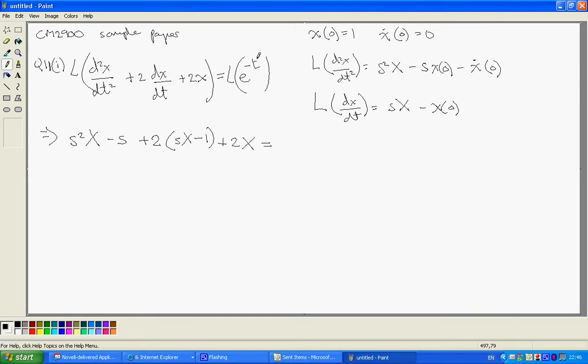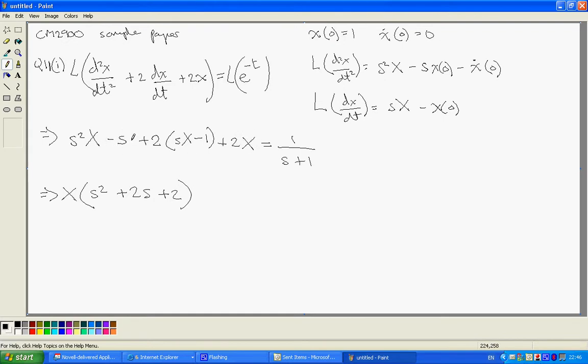On the right hand side, looking at the tables, the transform of e to the minus t is 1 upon s plus 1. Then we can take X out as a common factor on the left hand side, so we've got s squared X here, so an s squared term, 2sX here, so plus 2s, and here plus 2. So we multiply that out again: you'd have X times s squared, which is the first term, X times 2s, which we can find in here, and then 2 times X, which is that term there.